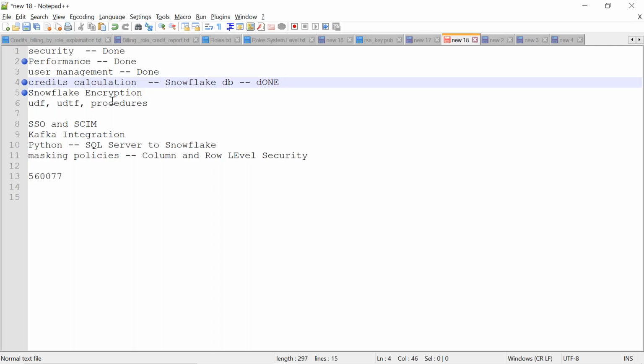I'm a little tired today, so this encryption doesn't take more than 15 to 20 minutes. This is also theory, and then we'll work on UDF, UDTF, procedures. We will try to finish it in the weekdays itself, a couple of days. If not, next weekend you'll have your last class.